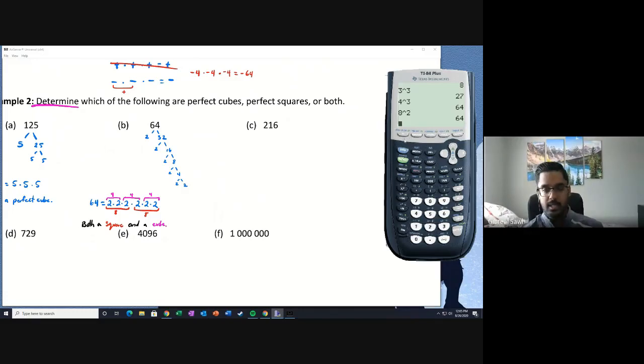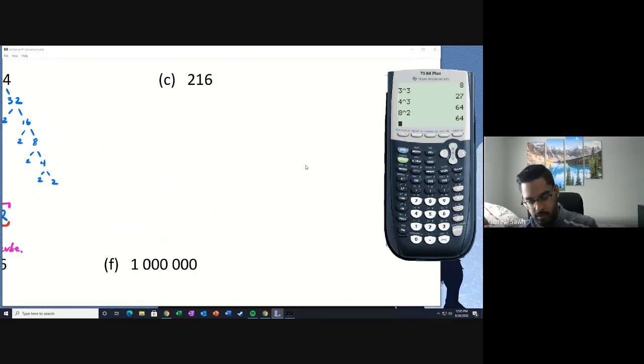Okay, for 216, we'll do that one as well. So again, let's split this up, start factoring. So 2 and 108, then 54 and 2, 2 and 27.